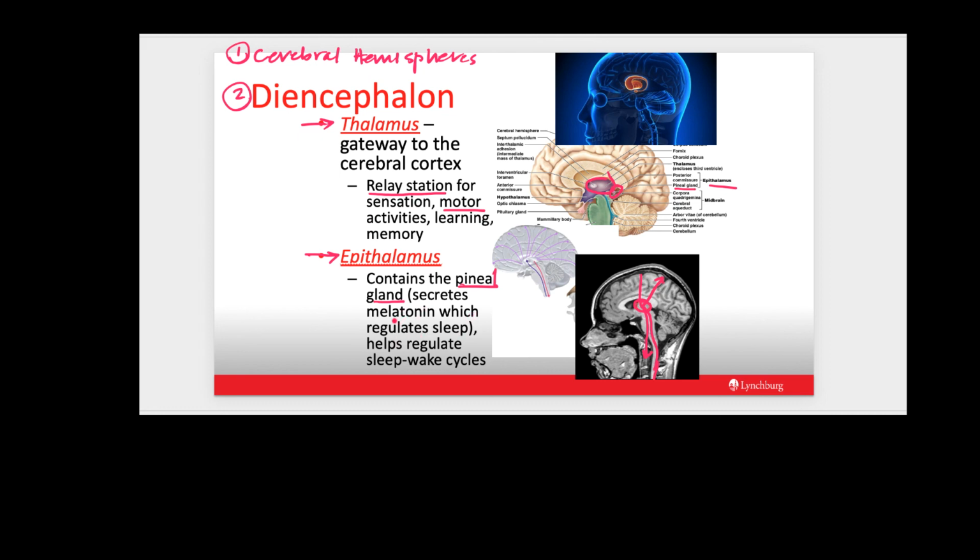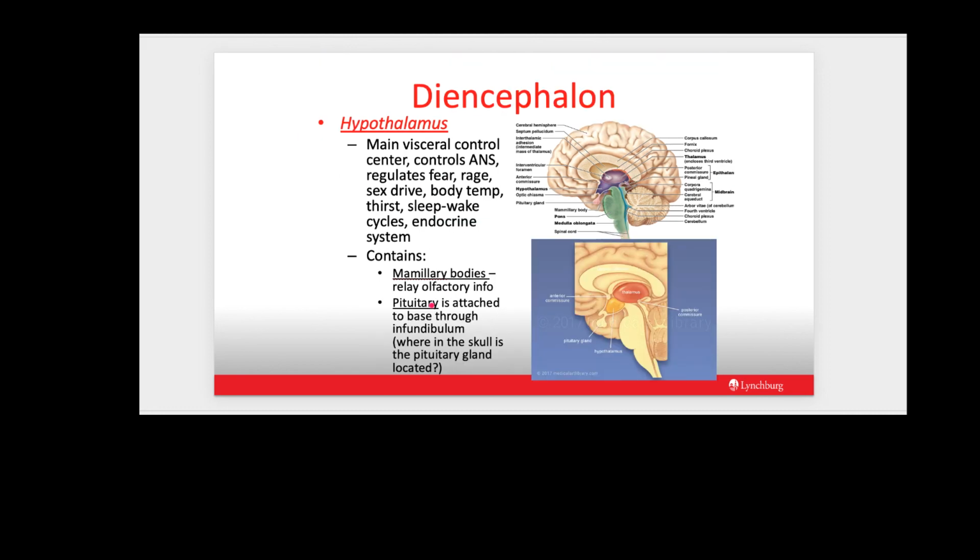We have increased secretion of melatonin by the pineal gland when it gets dark at night to tell your body that it's time to sleep. So it basically plays a role in maintaining your circadian rhythm.